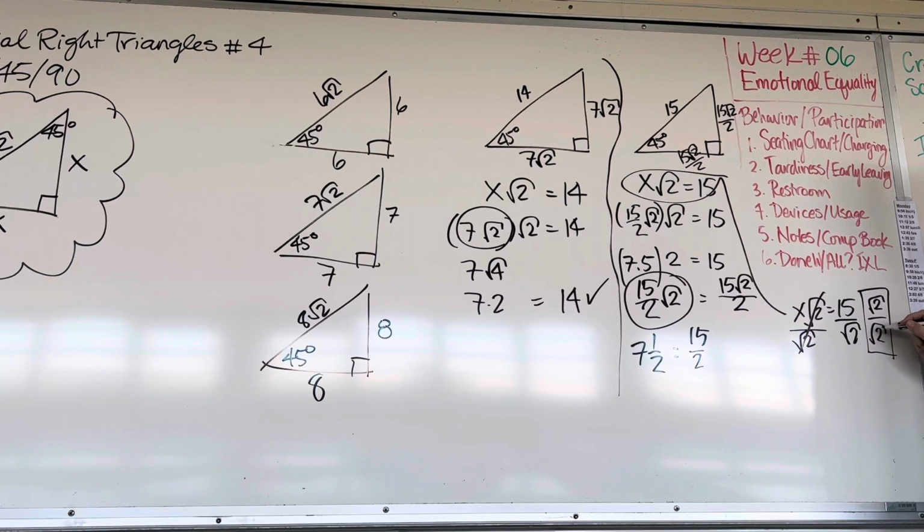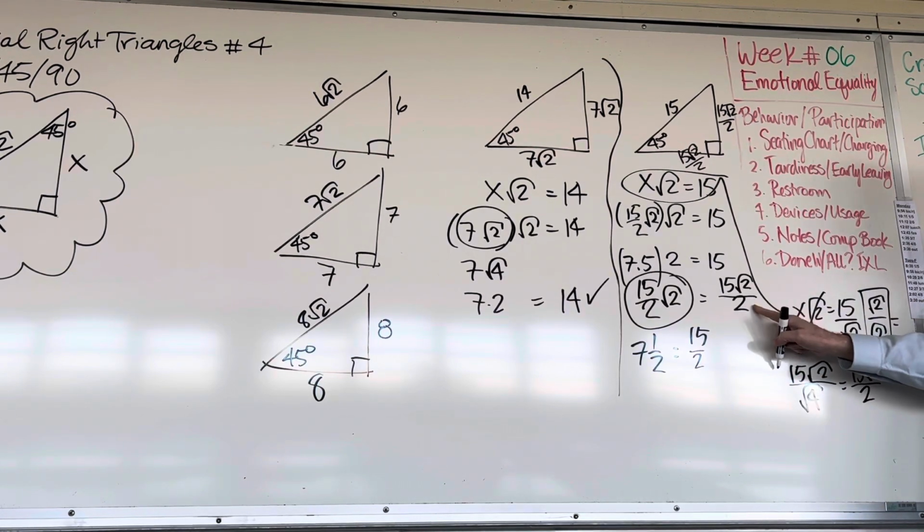So what does this do? This says 15 radical 2 across the top, and it says over radical 2 times radical 2, which is radical 4. And we simplify the radical 4 on the bottom, and we get 2, and that matches this answer here.